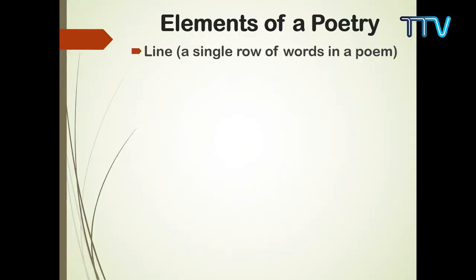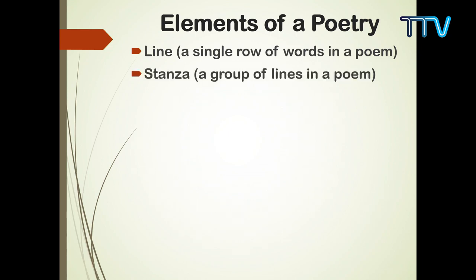Line, okay, not sentence, but line. Please remember that. In poetry, we have lines, not sentences. So, line breaks. Unlike in prose, where we have sentences, a line is a single row of words in a poem. Then we have stanza, a group of lines in a poem. So, that makes the stanza.